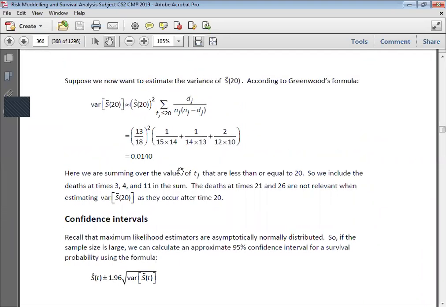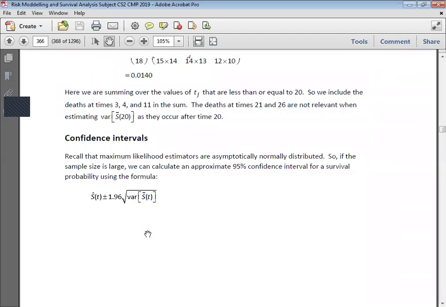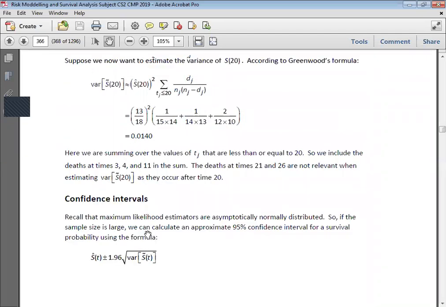And once you figure out the variance, you can just take the actual value, which will be 13 by 18 here, plus or minus 1.96 times the square root of this guy here. And that will give you a nice confidence interval. Again, these confidence intervals are based on the fact that we have a large enough sample to assume that these MLE estimates are indeed correct. So yeah, this is a 95% interval, so 1.96. Any doubts so far?